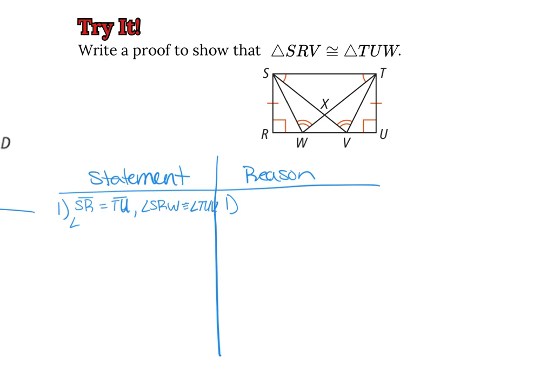Angle SWT is congruent to angle TVS. Angle STW is congruent to angle TSV. Those are all given.